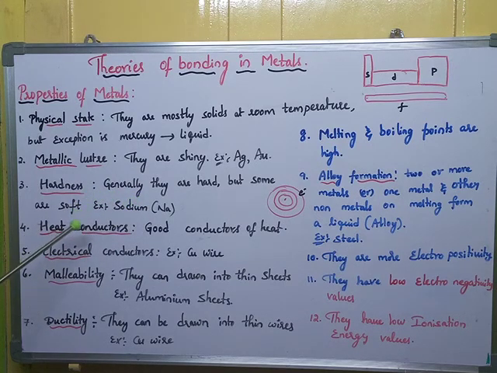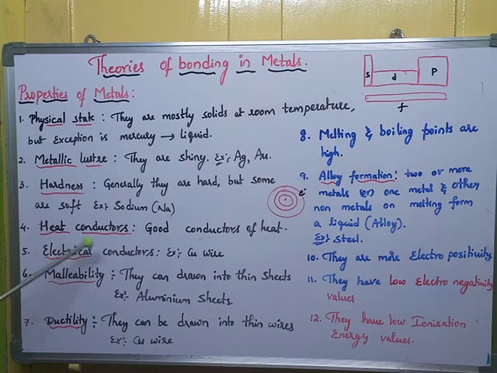Next, coming to conductivity. They are good conductors of heat and electricity also. Coming to heat conduction, for example, if we take an iron rod and heat one end, it supplies that heat to the other end also. So that other end also becomes hot. That means they can conduct heat energy from one side to another side. That is good conduction of heat.